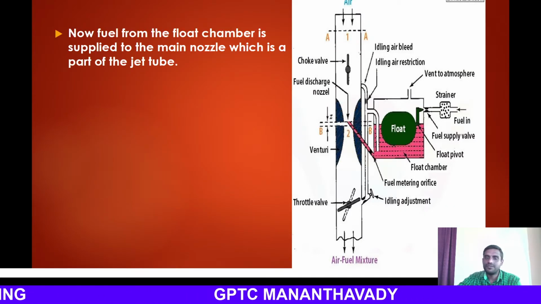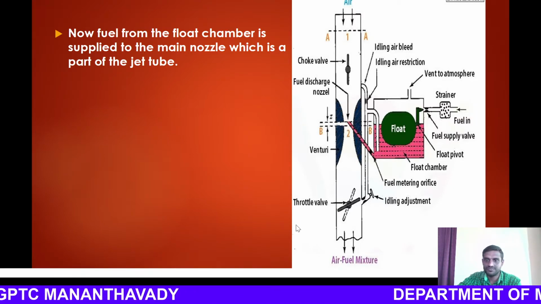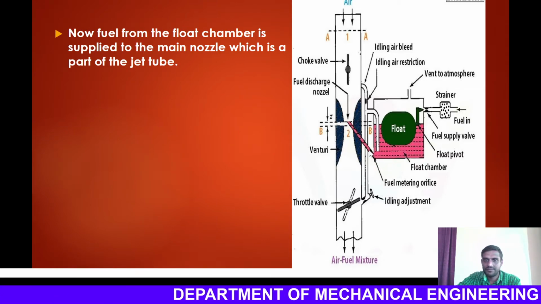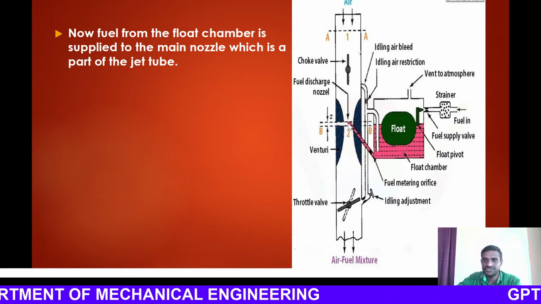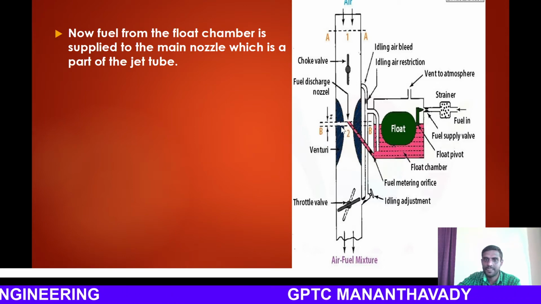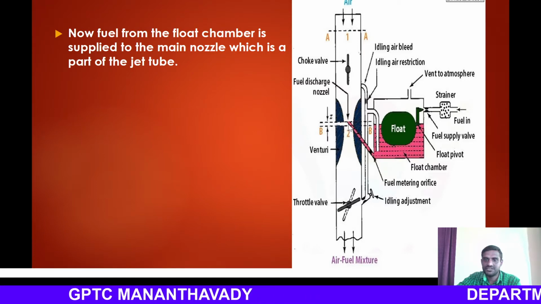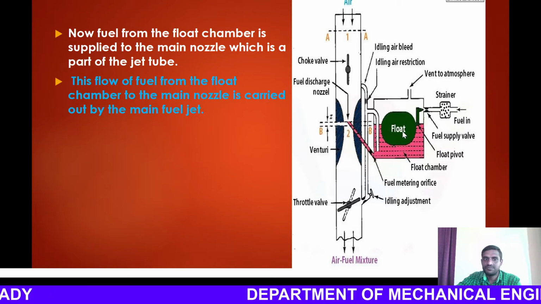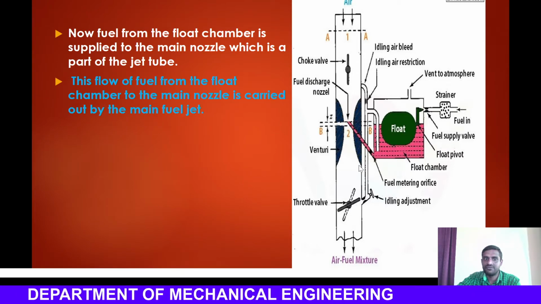Now, the fuel from the float chamber is supplied to the main nozzle, which is part of the jet tube. Here we can see the different nozzles. The fuel tank is connected to this venturi region, that is section 2, where a fuel metering orifice is there. And here you can see the fuel discharge nozzle, and this is the float chamber, and a float is provided. This flow of fuel from the float chamber to the main nozzle is carried out by the main fuel jet.